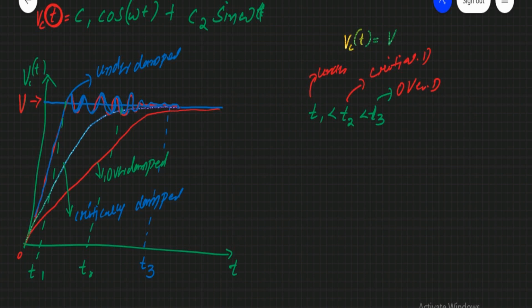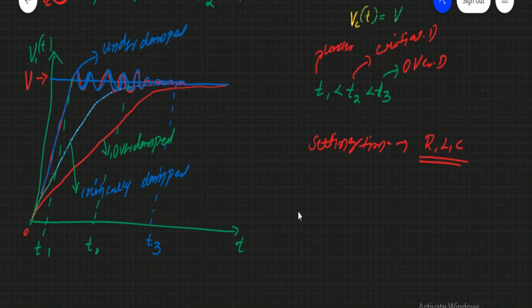Among these three, in the underdamped condition, the curve reaches the steady state very fast, but it has some oscillations. These oscillations are going to die out according to the settling period. That depends upon your settling time. The time required to die out these oscillations is called settling time. This settling time depends upon your resistor, inductor and capacitor values. So this is the response of your series RLC circuit.